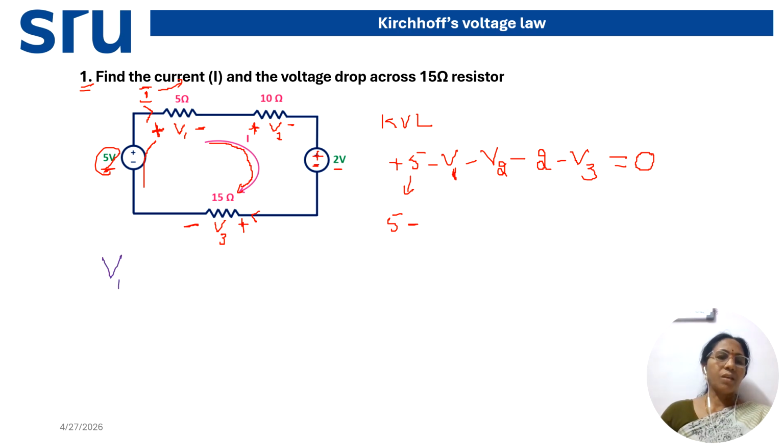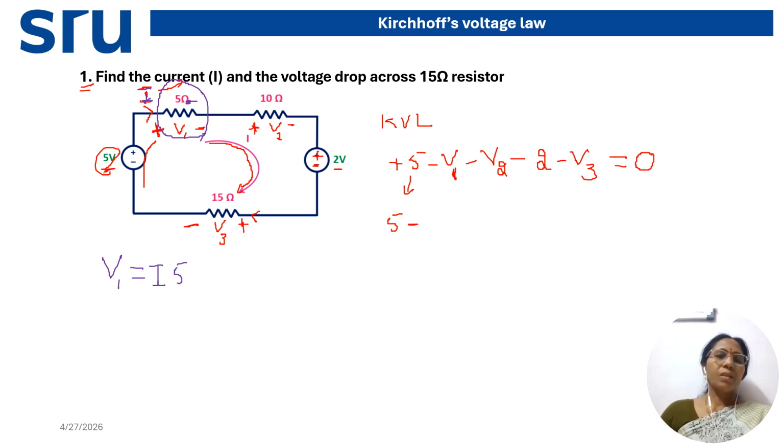V1 is the voltage drop across which resistance? 5 ohm resistance. So according to Ohm's law, voltage across this resistance V is I into R. So what is the current that is flowing through 5 ohm resistance? I is the current that is flowing through 5. Means you have to write I into 5.